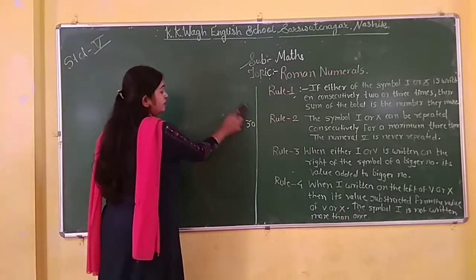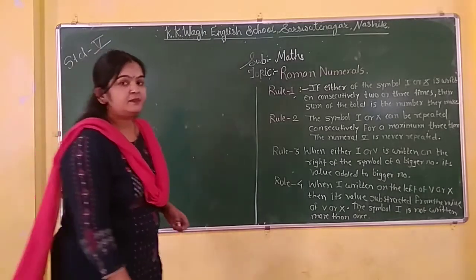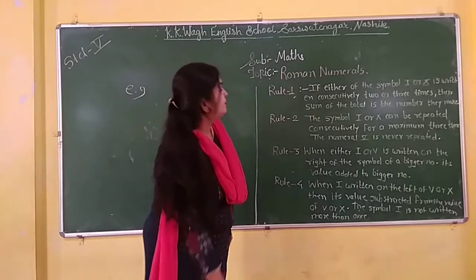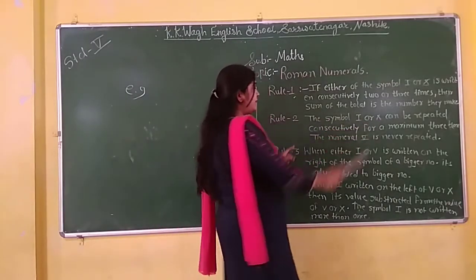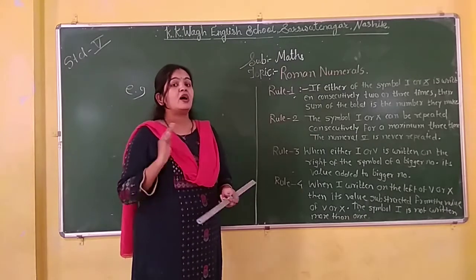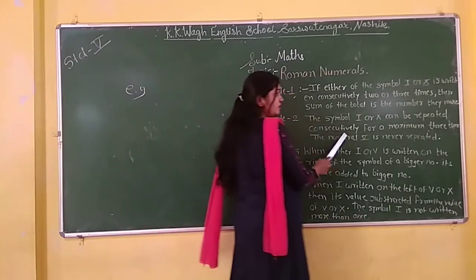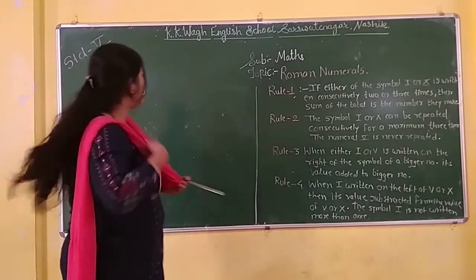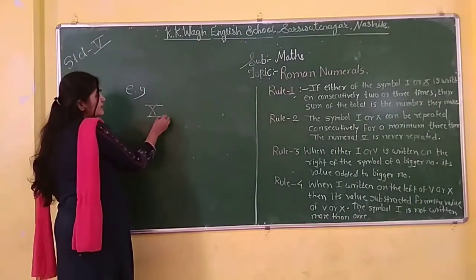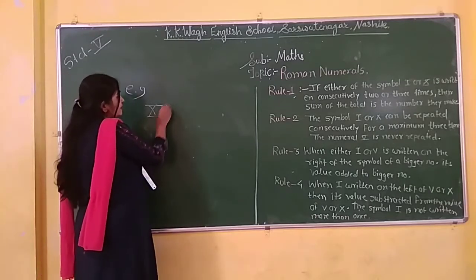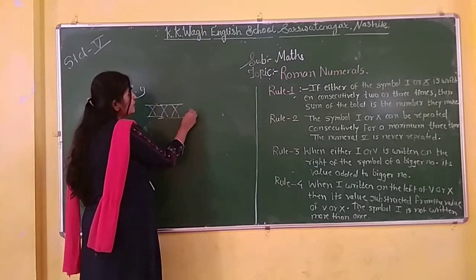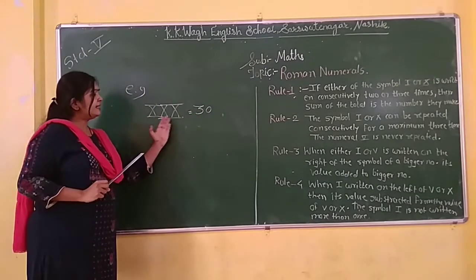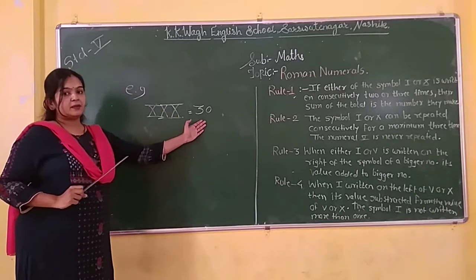But this symbol has some limitations. Therefore, the second rule. What is the second rule? The symbol I or X can be repeated consecutively for a maximum of 3 times only. As I told you, this is the symbol of 10. Another X, another X, this denotes the number 30.